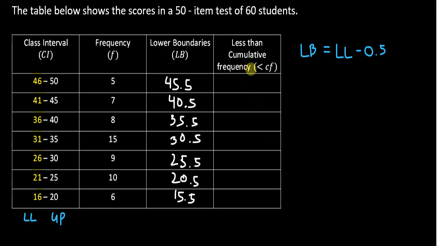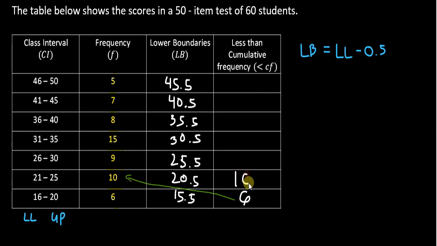Doon naman tayo sa less than cumulative frequency. So, para makuha naman yung less than cumulative frequency, ang titignan naman natin ngayon ay yung frequency. Magsisimula tayo sa pinakamababang class interval, 16 to 20. Kunin natin yung frequency niya, which is 6. Ang less than cumulative frequency niya, 6 lang din. Then i-add natin sa frequency ng susunod, which is 10. So, 6 plus 10, that is 16.